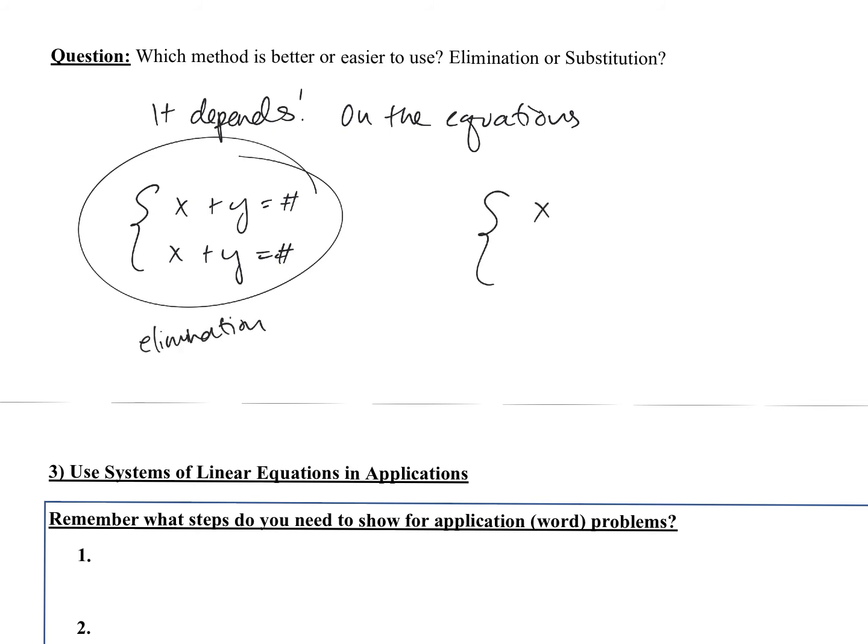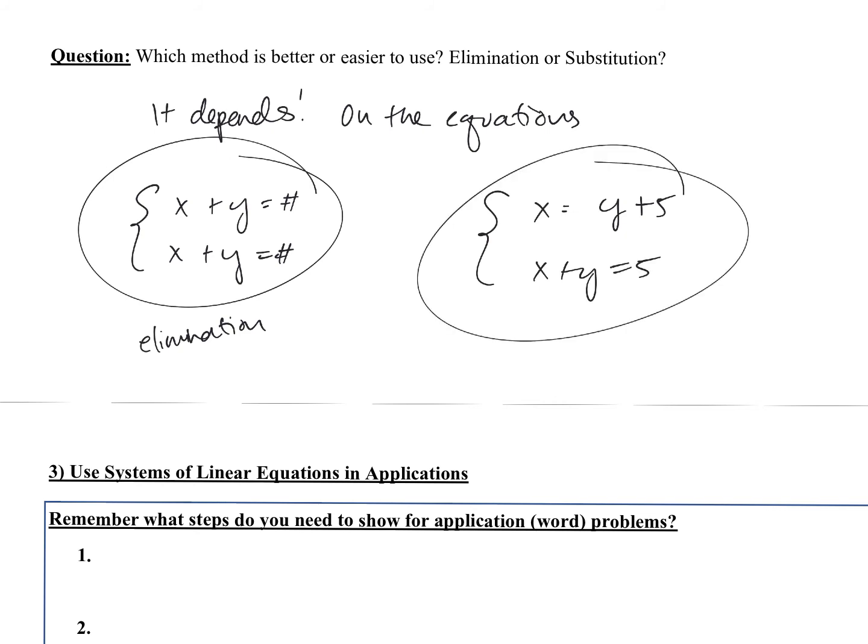However, if it's set up so we have one variable already equal to itself, then oftentimes I might think of doing substitution. So if you're given a choice, just think about the way the equations are set up and what kind of numbers you're working with, and then make maybe an educated guess on which one works. But if you're not given a choice and you're told which method to use, remember you need to use the method given.